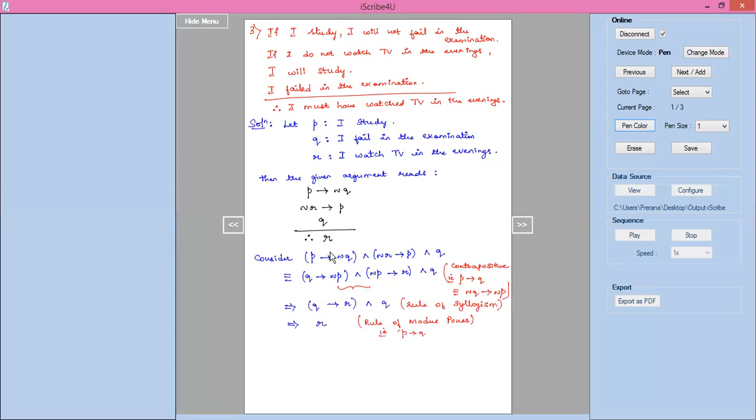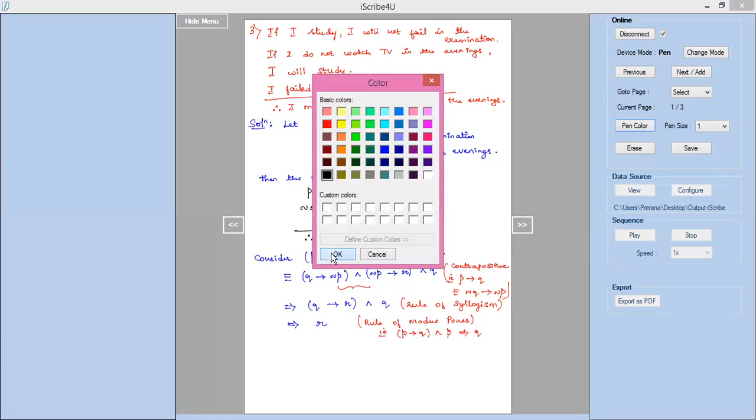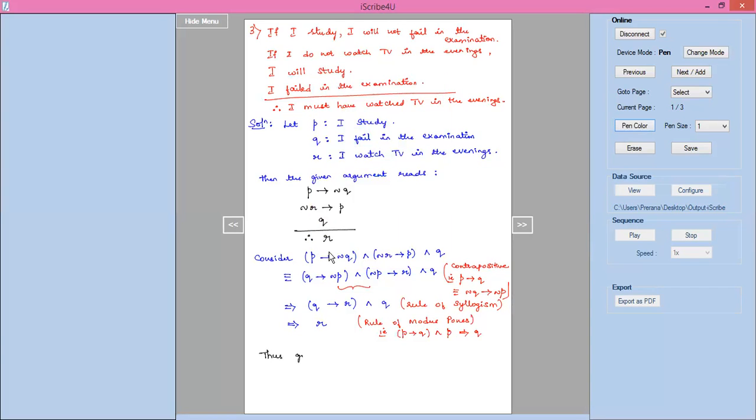That is nothing but, rule of modus ponens I am writing, P conditional Q and P implies for us Q. So we have arrived at the required conclusion. Our conclusion was R, and we have arrived at it. So we can conclude the given argument is valid. That's all about this problem.